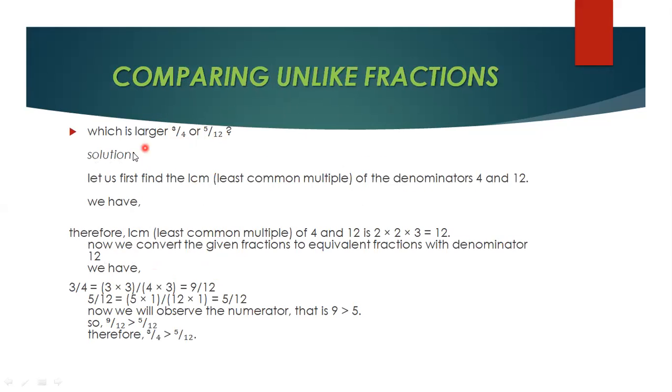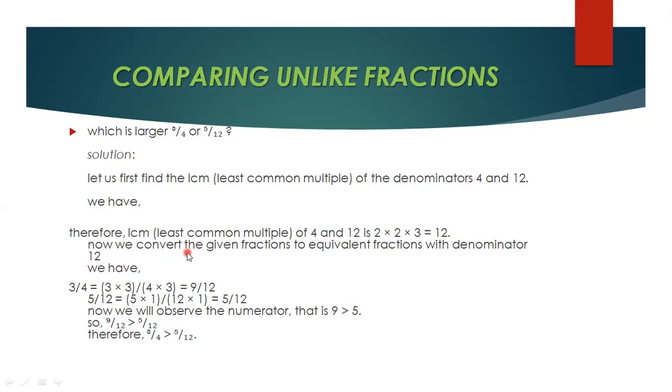Next, comparing unlike fractions. Which is larger, 3 by 4 or 5 by 12? Here you can see the denominators are different. So in this case, what can we do? Let us find the LCM of the denominators 4 and 12. The LCM of 4 and 12 is 2 into 2 into 3. We will get 12 as the LCM.